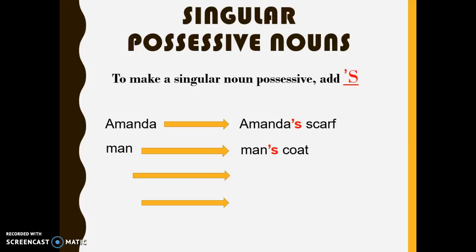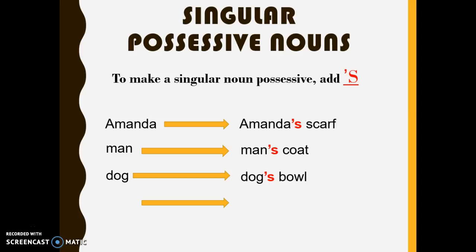So then it becomes man's coat. In the word dog, add an apostrophe S to show that the bowl belongs to the dog. Then it becomes the dog's bowl.